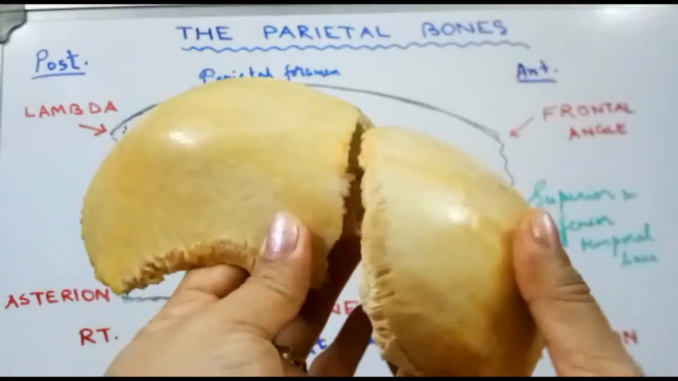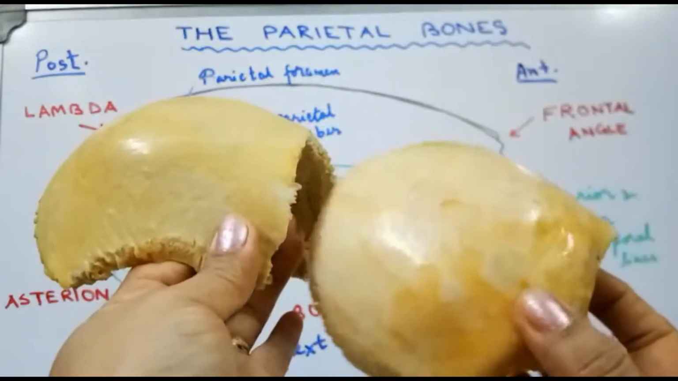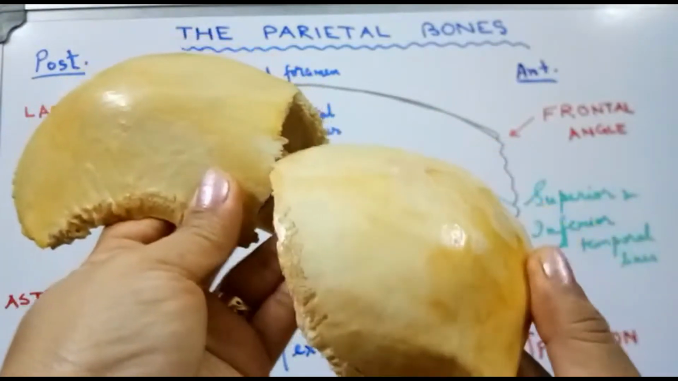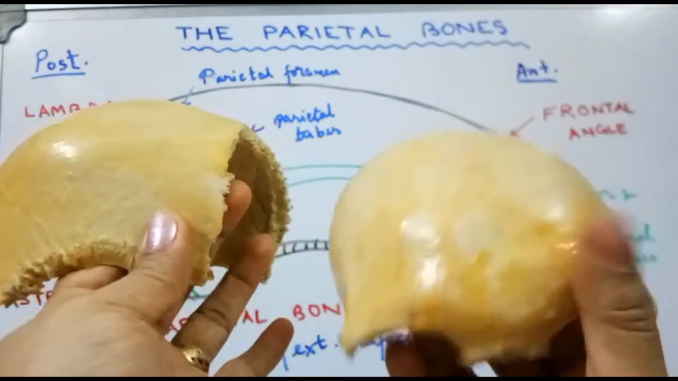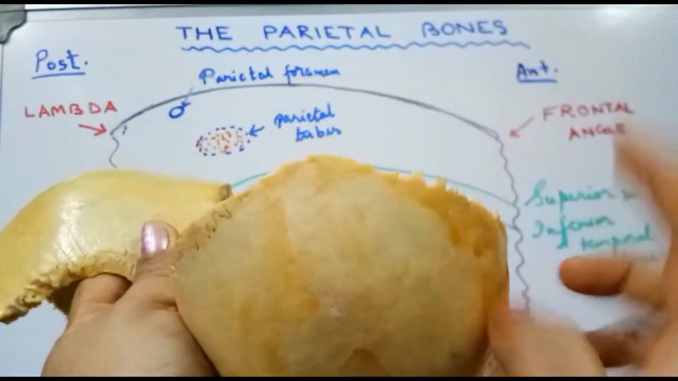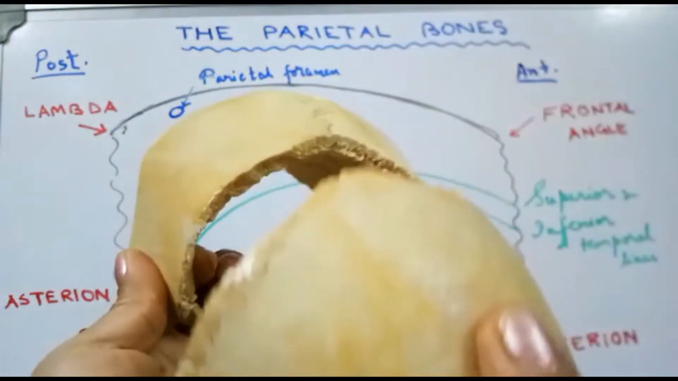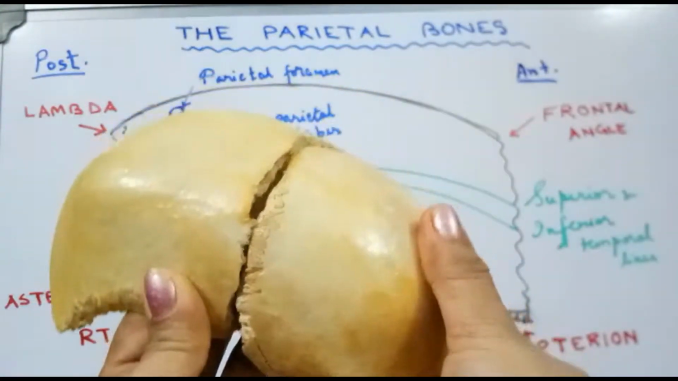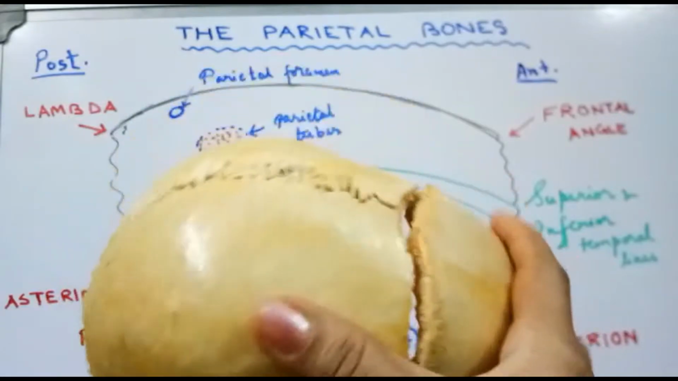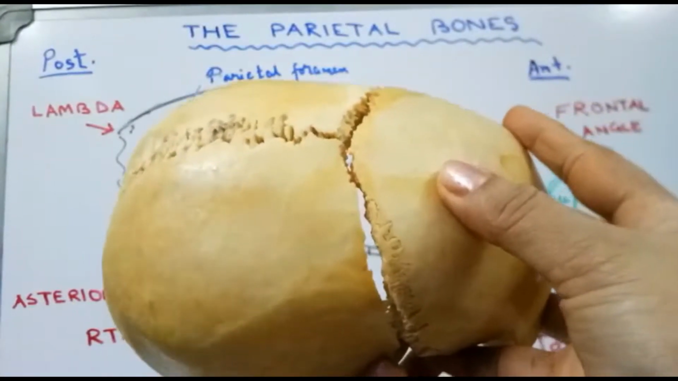Now the parietal bones articulate with the posterior margin of the squamous part of the frontal bone. This is the frontal bone. This is the posterior border of the frontal bone. So the two parietal bones articulate with the posterior margin of the frontal bone and will form the coronal suture.